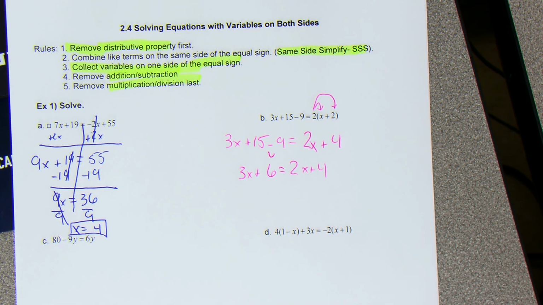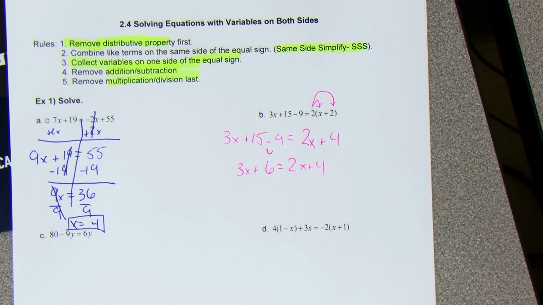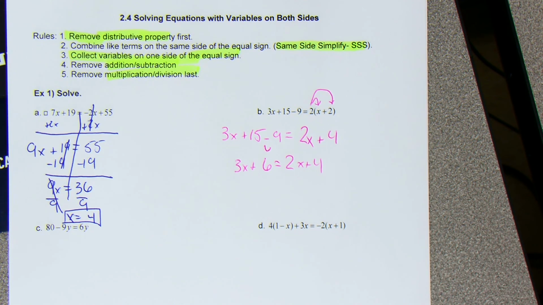Okay, but after we same side simplify, after we combine like terms on the same side of the equal sign, that is rule number 2. We need to move to rule number 3, which is collect variables on one side of the equals sign. As you can see, we have 3x over here and 2x over here. They're on opposite sides of the equal sign, so we need to collect them on one side.